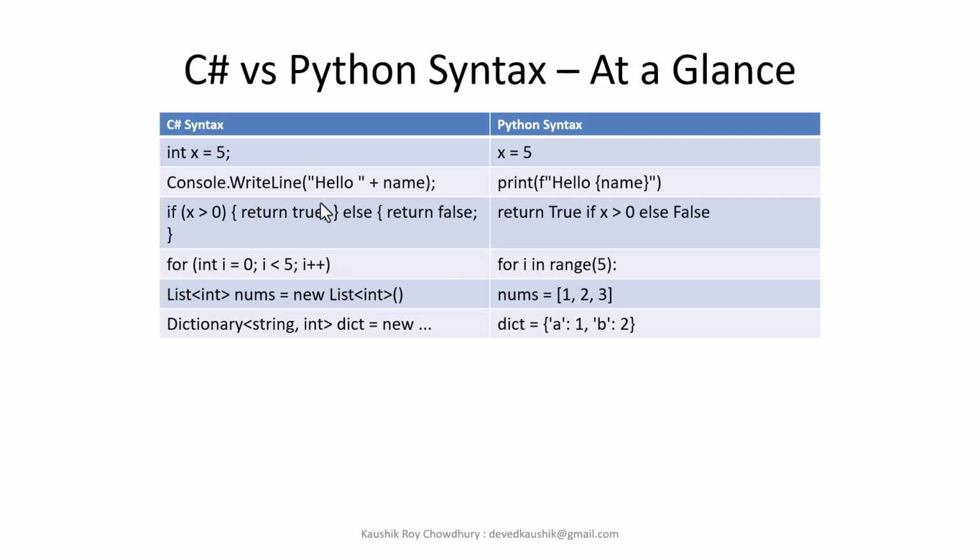So here is int x equals 5, and the Python syntax equivalent is this. Then the print statement here and Console.WriteLine in C#, and it's the if statement. Here it is like this, return true if x equals 0, else false. And this is the for statement equivalent in Python syntax, and list and dictionary in both the languages.